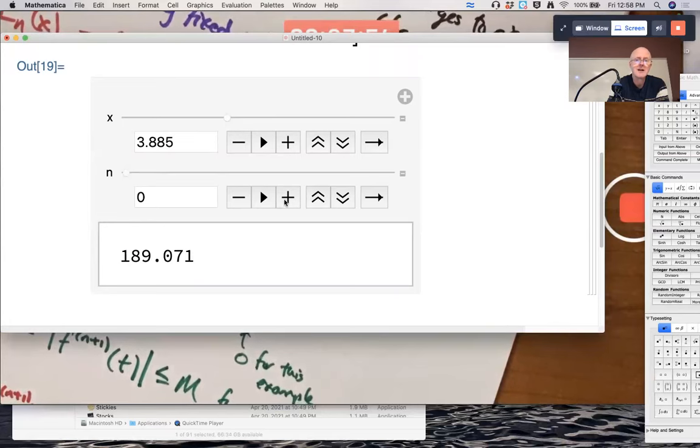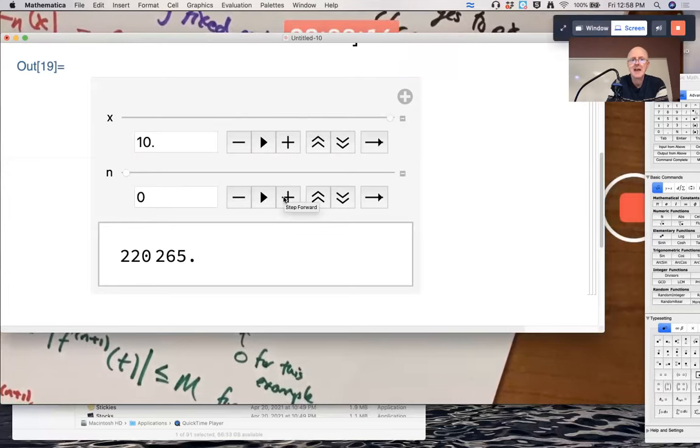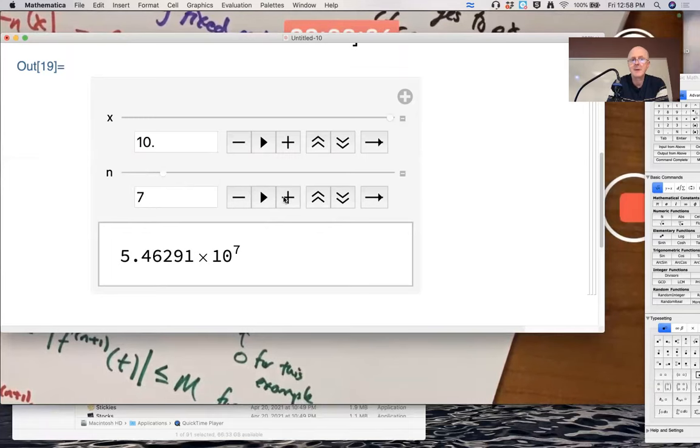Watch it here. I'm going to increase n from 0 to 1, and it got bigger. Then from 1 to 2, it got bigger. Oh, now it's getting smaller though. And still goes to 0. All right, the biggest value of x I'm allowing myself to try here is x equals 10, it looks like. There's the value when x is 10 and n is 0. If I make n bigger, it gets bigger, continuing to get bigger. We're up about 55 million there.